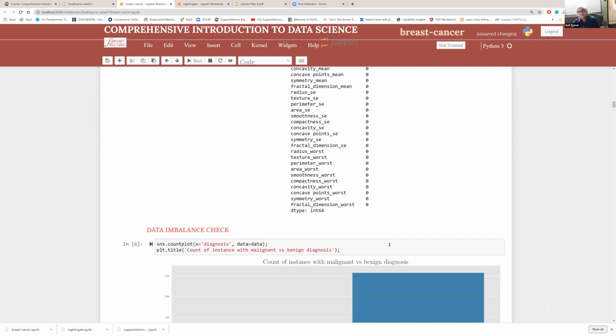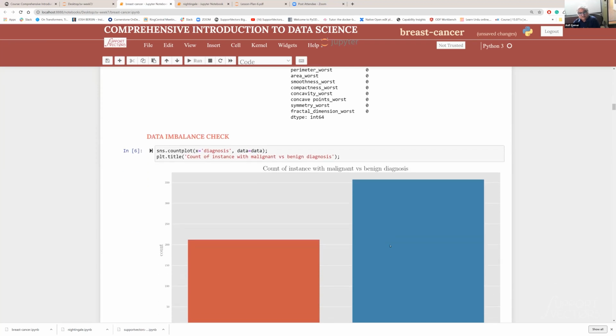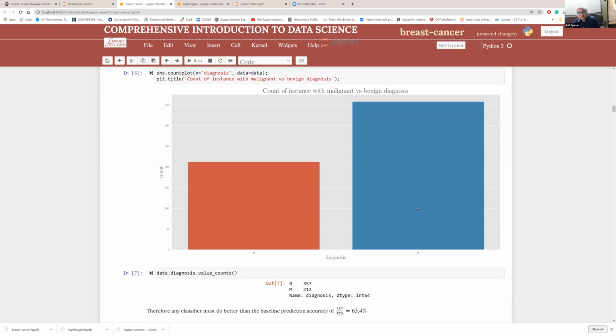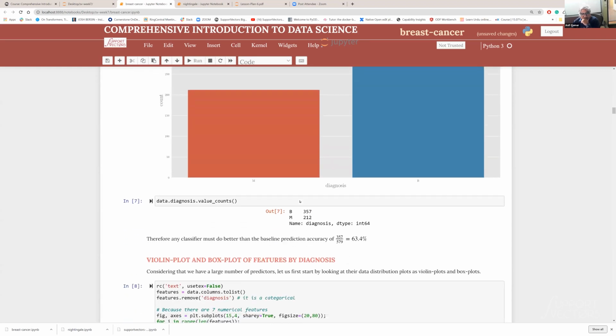Now, when you do classification, remember, looking at data imbalance is important. Here, when you look at this data, you see that most cases are benign. Most tumors are benign, thankfully, and a smaller proportion of cases turn out to be malignant in these situations. In fact, approximately two-thirds, 64%, are benign, and the rest are malignant.